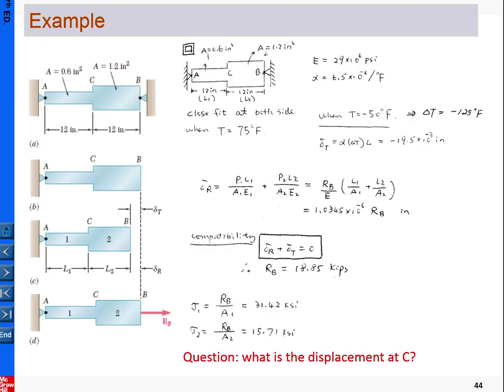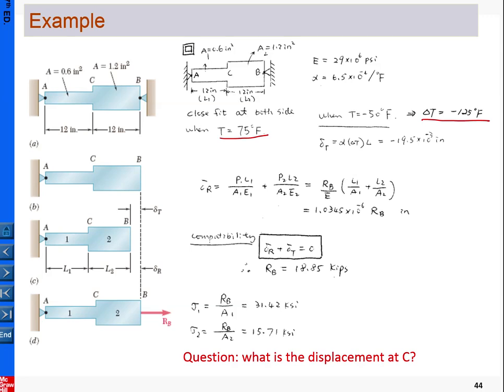We can take a look at one example here. Consider this material constrained on both sides. For this example, the material is closely fit at both sides, so that means when the temperature equals 75 degrees, they just snap in here. Then we want to know when the temperature drops to -50, which means delta T equals negative 125. And we want to calculate the thermal stress.